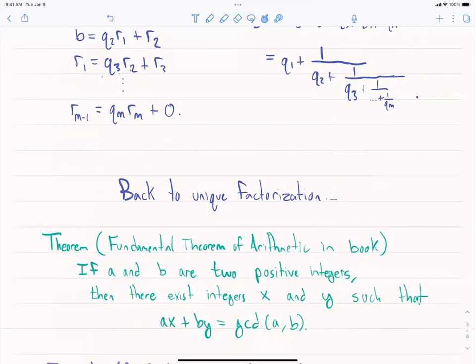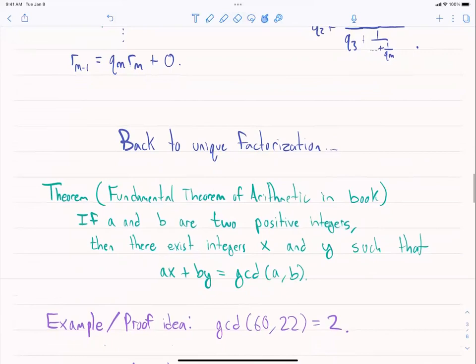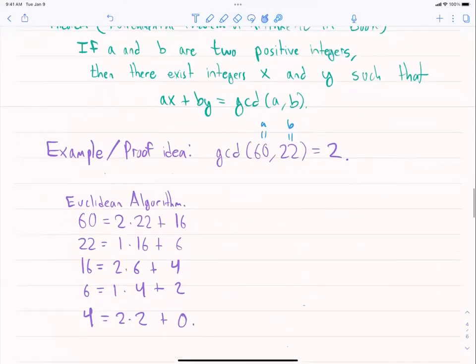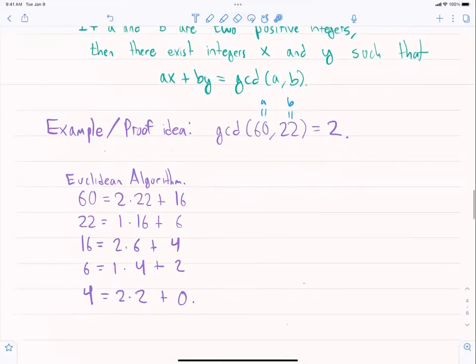Okay, so I'm going to just give an example that explains the proof idea. And the idea is just you do the Euclidean algorithm and then you unfold back up. So let's do that for 60 and 22. So A is 60, 22 is B. We know the GCD is 2, and we know that from doing the Euclidean algorithm. So this is what we got. Now we're just going to unfold back up to get an x and y such that ax plus by is the GCD of 60 and 22.